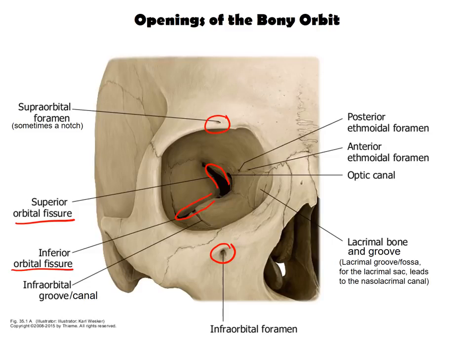The very small ethmoidal foramina shown here along the medial wall of the orbit are for the passageway of the ethmoidal nerves and vessels in order to supply the ethmoidal air cells. And here again is the lacrimal fossa or groove, which houses the lacrimal sac. The lacrimal sac leads to the nasolacrimal duct, which is conveyed through the bony nasolacrimal canal on its course to the nasal cavity.